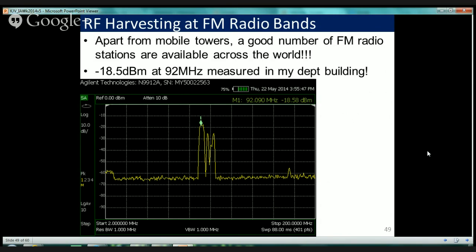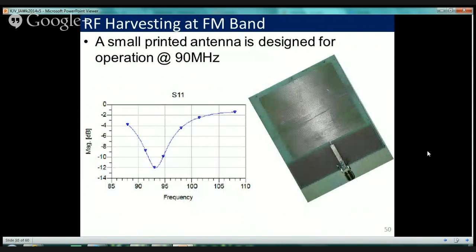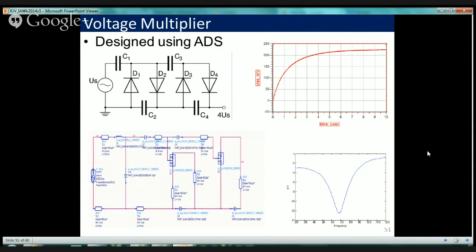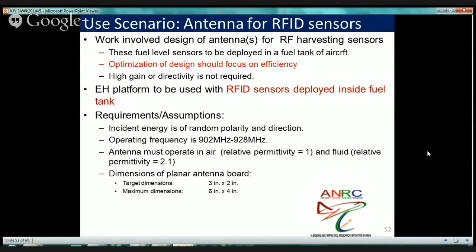In fact, I had a couple of students working on this as a class project. They built a small monopole-type antenna, which is a meander line, and made it work at around 95 megahertz, and used that to harvest the energy. This is the voltage multiplier that we use, and this is work in progress. At the moment, the rectifier part is just a simulation. So we are working on building the hardware to harvest the FM band as well.